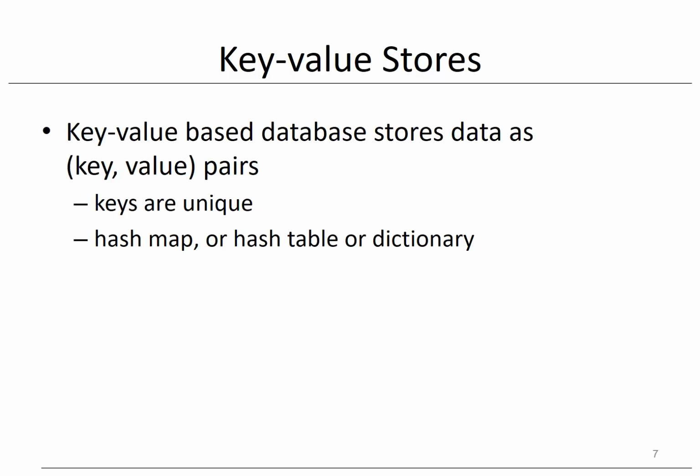A key value-based database stores data as key value pairs. The keys are unique and represent the sole search criterion to retrieve the corresponding value. This approach maps directly to a data structure also present natively in the majority of programming languages, namely that of a hash map or hash table, or dictionary, as it is also called.